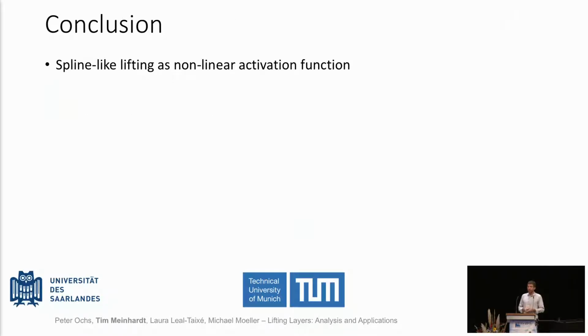So in our paper, Lifting Layers, we introduced a spline-like lifting as a nonlinear activation function, which tries to unify the low-dimensional problems with high-dimensional problems. So basically, trying to close the gap where something like the ReLU fails. We achieve way better interpolation properties on low-dimensional problems, but still achieve good results on high-dimensional problems. And this gap was missing with the ReLU activation.